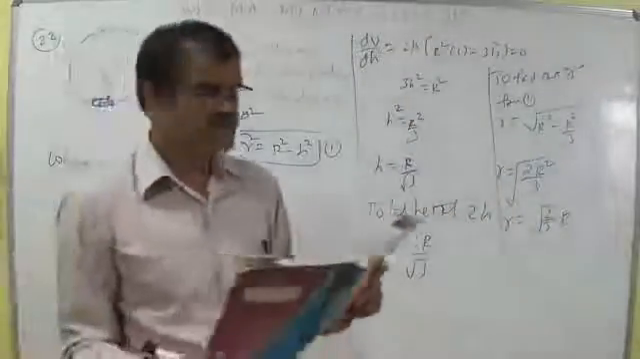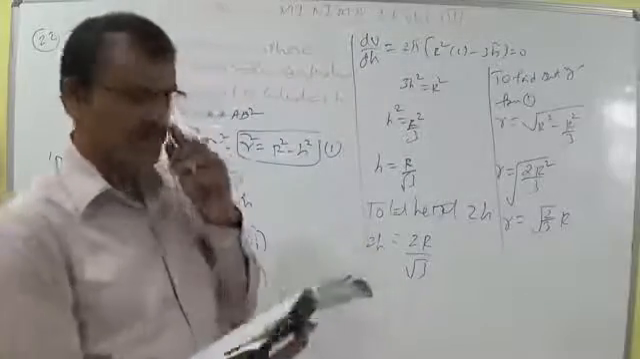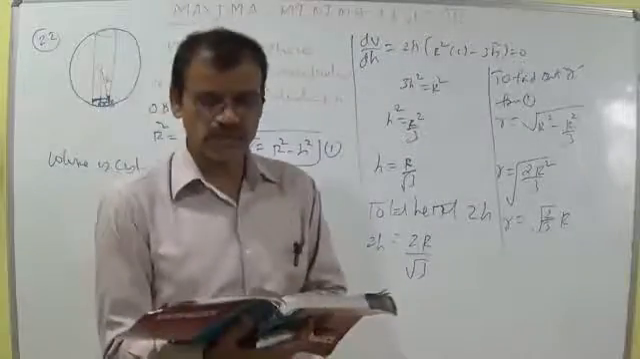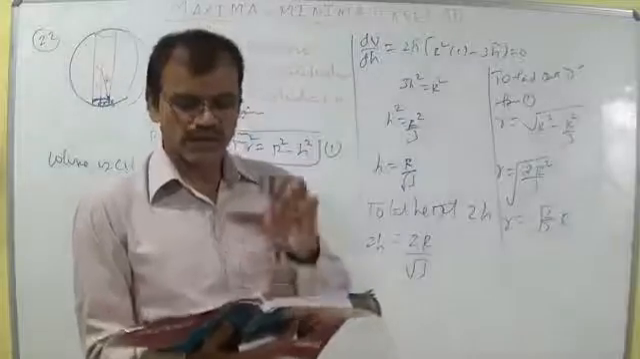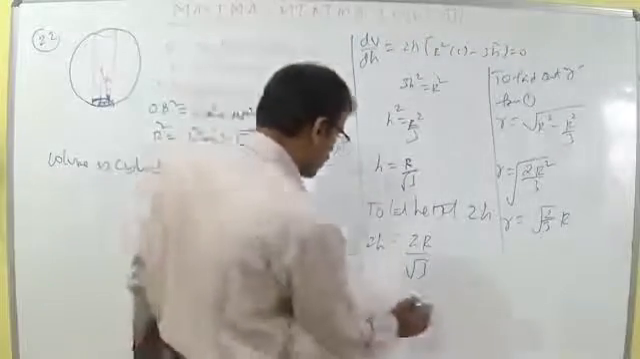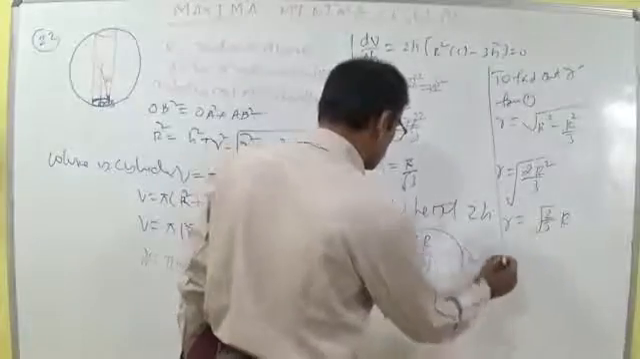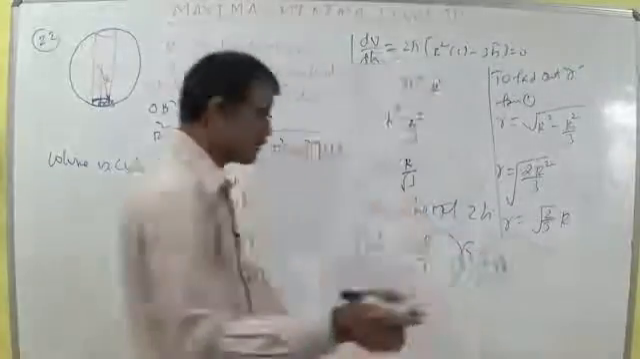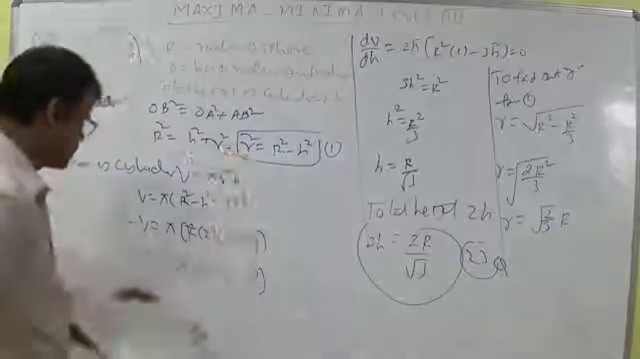Next students, let us discuss the 23rd question. The height of the cylinder of maximum volume that can be inscribed in a sphere of radius capital R is, he asked for the height. This is the answer of the 23rd question. So the 22nd and 23rd are merged in the same question.